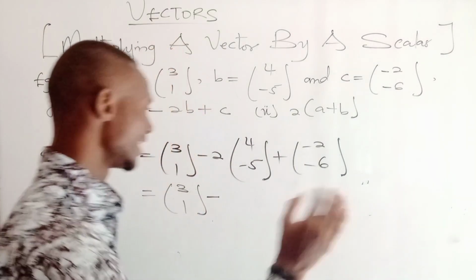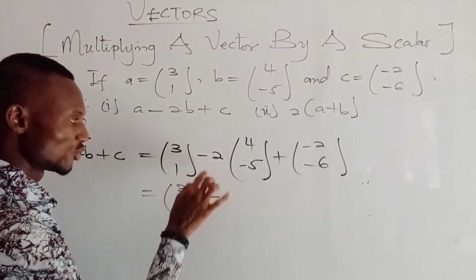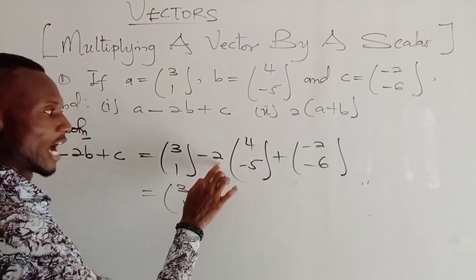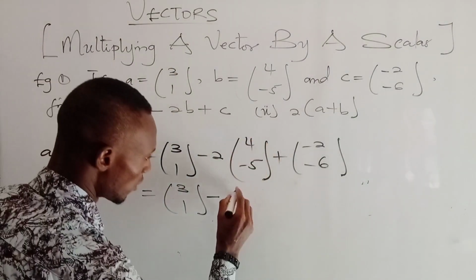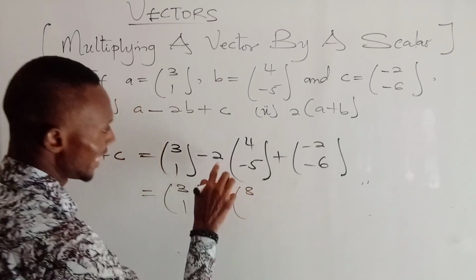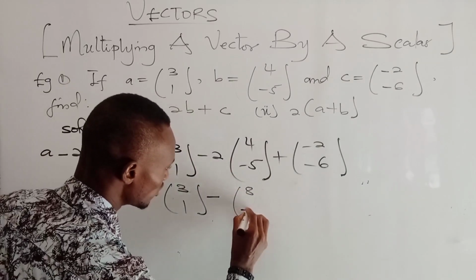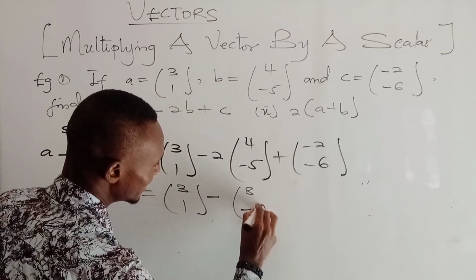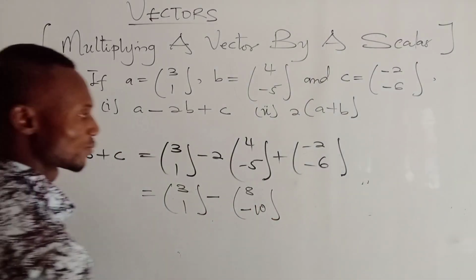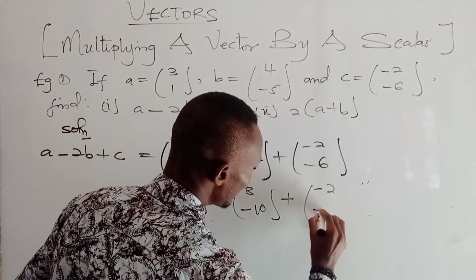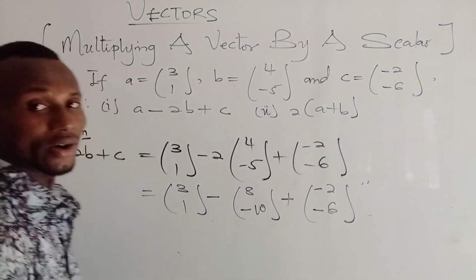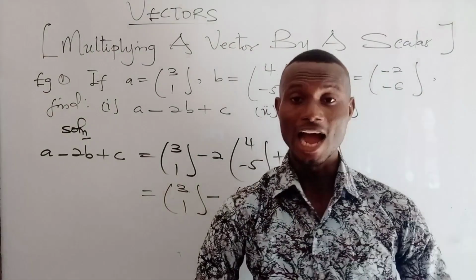So let's go ahead and solve it, because I have chosen to maintain the minus here, and I'll use the 2 to multiply the vector. So 2 times 4 is going to give me 8, and 2 times minus 5 is going to give me minus 10, and I hope you agree with me up to this point. Then I'll repeat my plus, the minus 2, minus 6 which is here. I hope you understand up to this point.